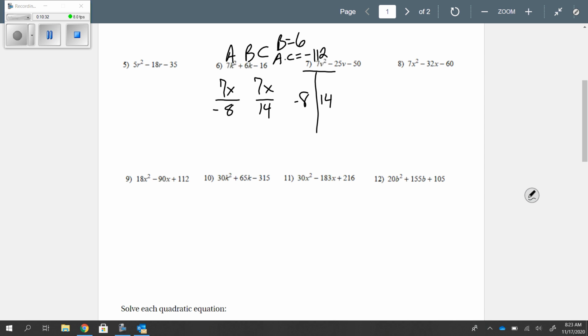Then we look, can 7x minus 8 be simplified? Nope, so that's part of the answer, 7x minus 8 in parentheses. And then 7x over 14 can be simplified. They can both be divided by 7. X over 2, can that be simplified anymore? Nope, x plus 2, and we're done.